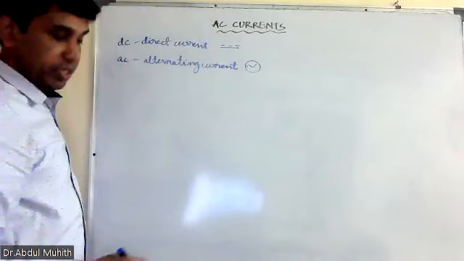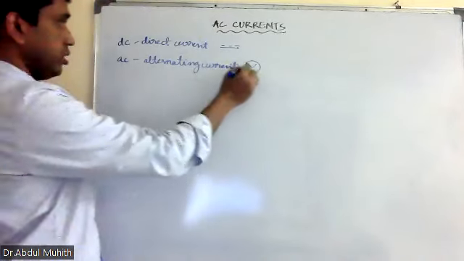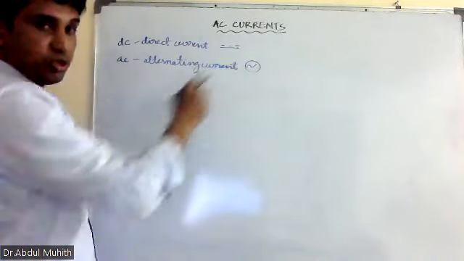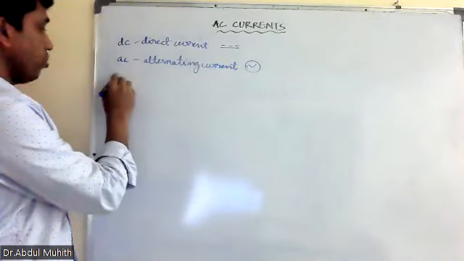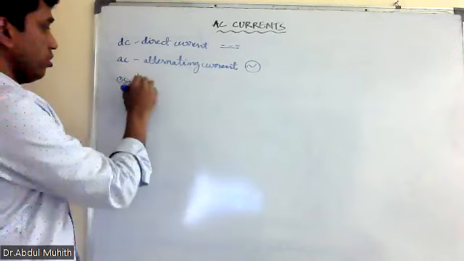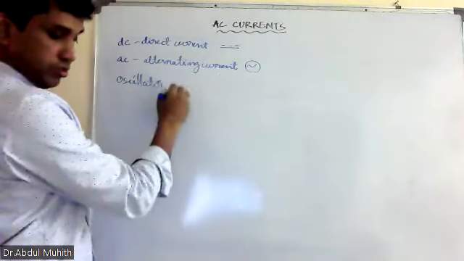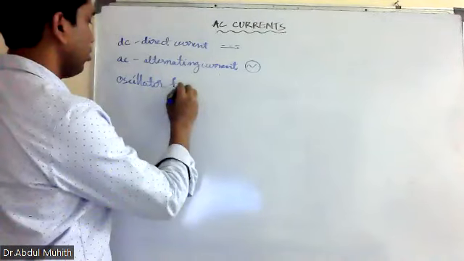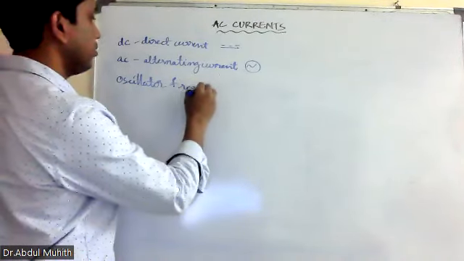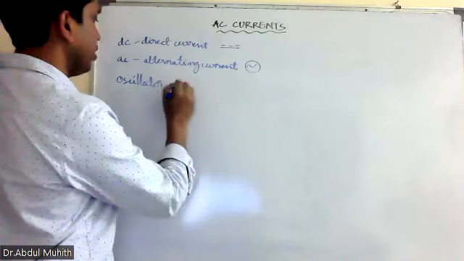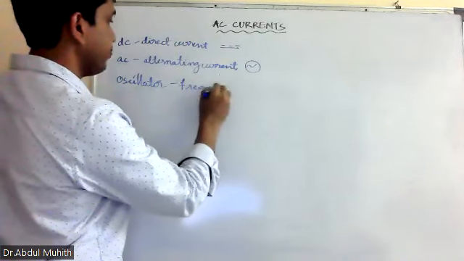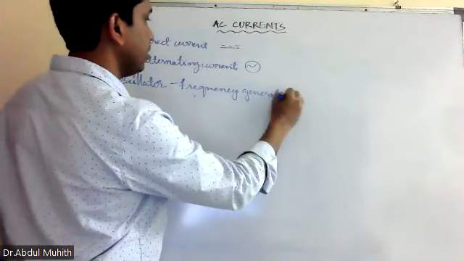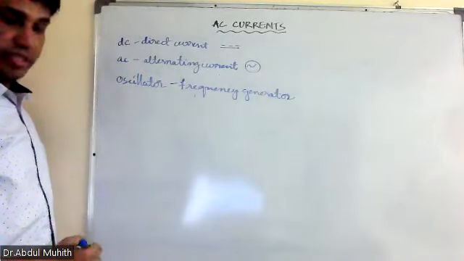Clear? Now, when we speak about AC current, this is the wall outlet, the plug, whatever it is. But we are not going to speak about that current. Actually, there is a thing called an oscillator, or frequency generator. You have one component called a frequency oscillator or frequency generator.